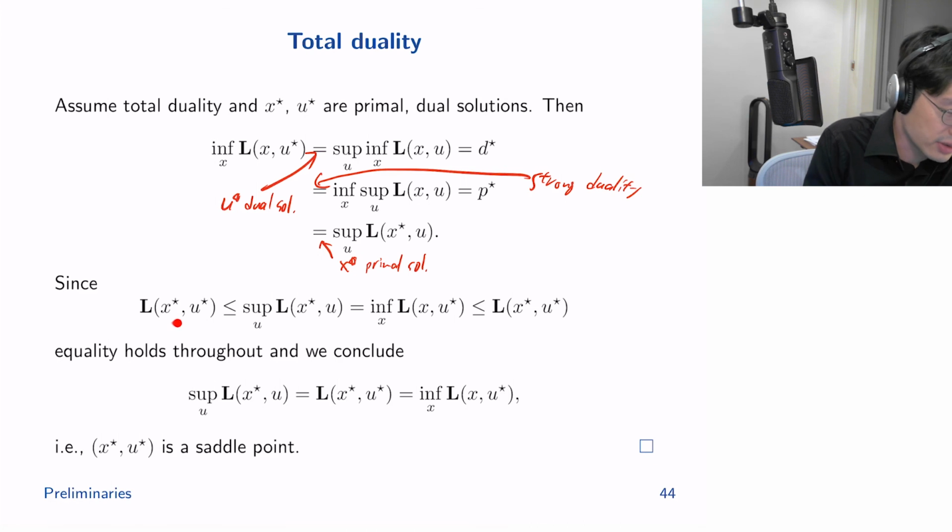Okay, and then we have L(x star, u star). That's less than or equal to L(x star, u) where we take the supremum over u, because x star is fixed. Here we plug in u star, but here we take the supremum over all possible u's, so the right-hand side has to be bigger than or equal. Sup over u of L(x star, u) is equal to inf over x of L(x, u star), because we established that in this step. So this inf goes here, this sup goes here, we established the equality here. And then L(x star, u star) is bigger than or equal to inf over x of L(x, u star), because here the u star is fixed, but we take the infimum over all possible x. That has to be less than or equal to just plugging in x star.